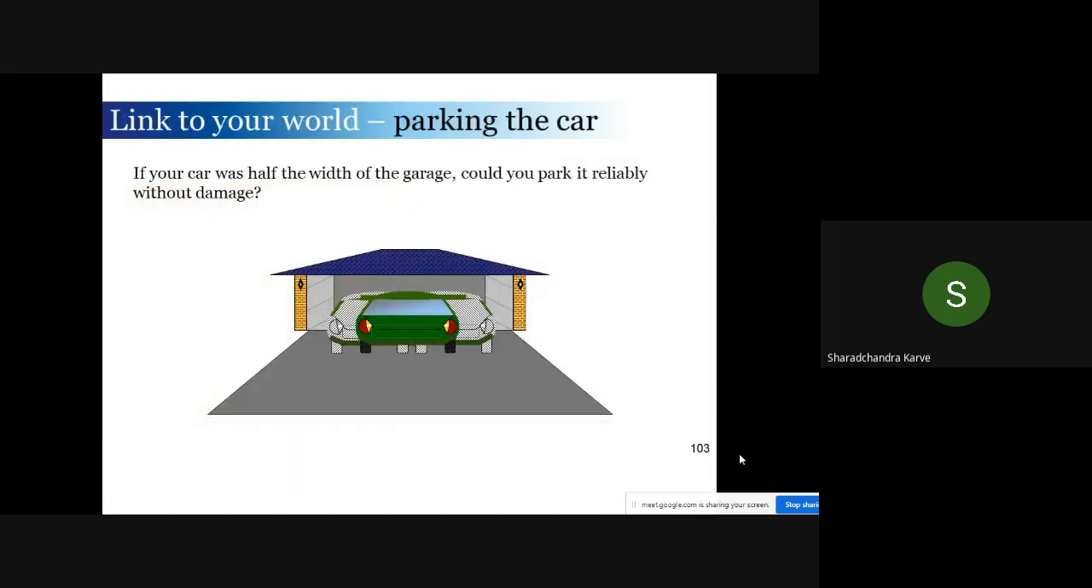So that is the ultimate objective of Six Sigma, that you should be able to park your car very smoothly. Okay, so there are two approaches to this. One, you can increase your parking or reduce your car width, but increasing the parking is not in your hands because that is specified by the customer. So what is in your hand is reducing the variation in the process.